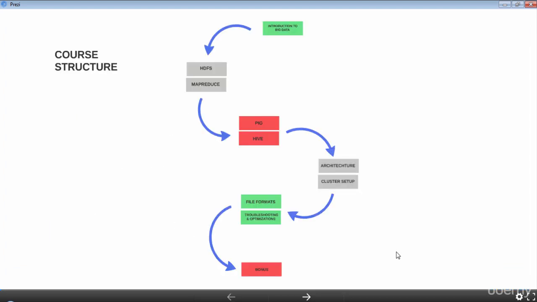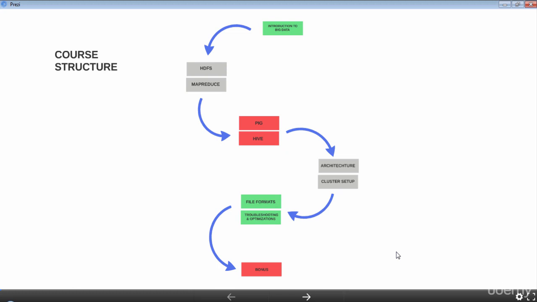We recommend you go through the course as it is laid out. But if you're more interested in the architecture and cluster setup chapters, there is a shortcut. Right after the MapReduce chapter, you can move straight on to the architecture and cluster setup chapters, skipping the Apache Pig and Hive chapters, and then come back to them later. Note that the Apache Pig and Hive chapters are prerequisites for the file formats and troubleshooting and optimizations chapters. So you need to finish the Apache Pig and Hive chapters before you proceed with the file formats and troubleshooting and optimizations chapters.